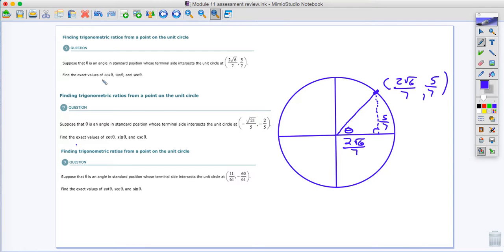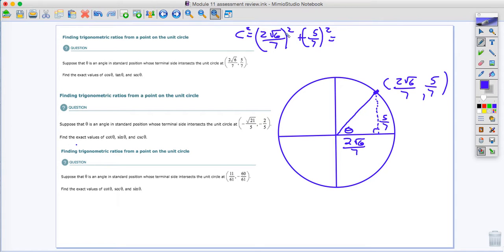So it's asking us to solve for the exact values, again exact means no calculator, of cosine theta, tangent theta, and secant theta. So we need to know the hypotenuse before we can answer this question. So I'm going to use the Pythagorean theorem to figure out the hypotenuse. So c squared equals (2√6 over 7) squared plus (5 over 7) squared.